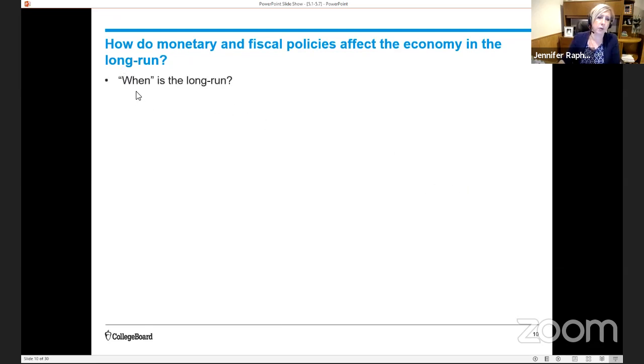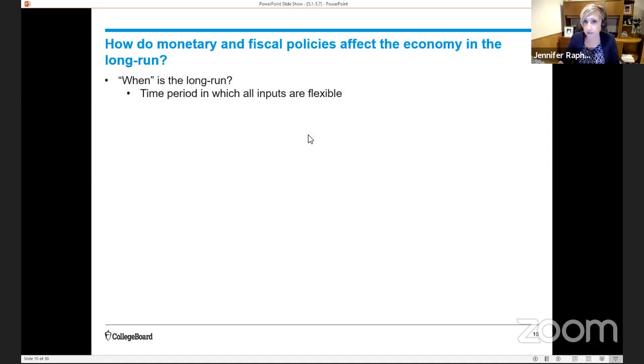But before we do so, let's just remember when is the long run. So the long run, remember, is not a period of time. It's not measured in days, weeks, months, or years. The long run is the time period defined by the fact that all inputs in production are flexible and all input prices are flexible.